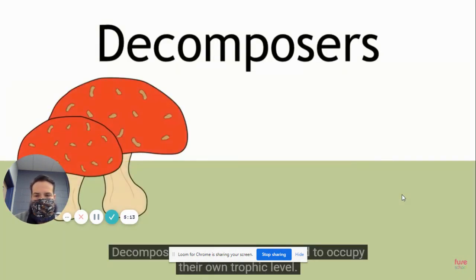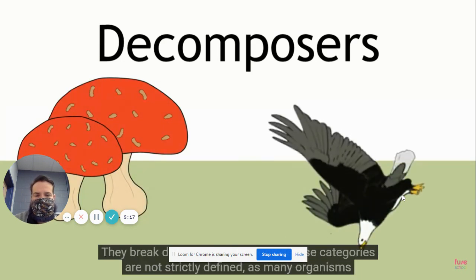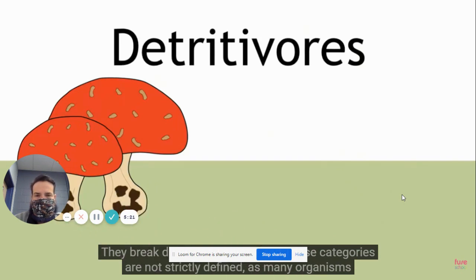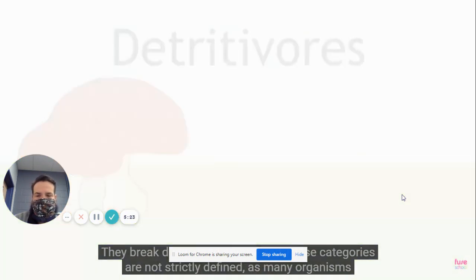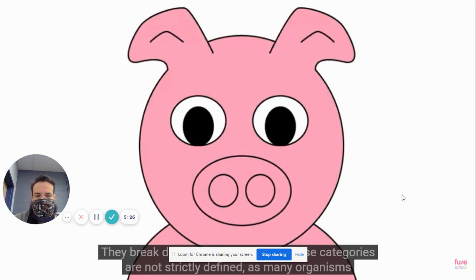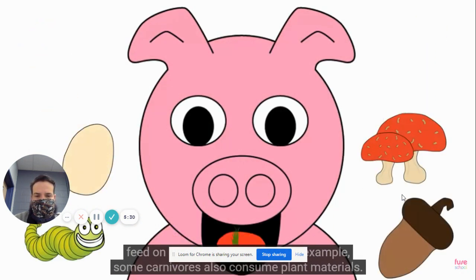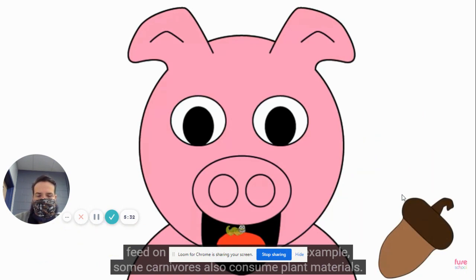Decomposers are also considered to occupy their own trophic level. They break down dead animal and plant matter, also known as detritivores. These categories are not strictly defined, as many organisms feed on several trophic levels. For example, some carnivores also consume plant materials.